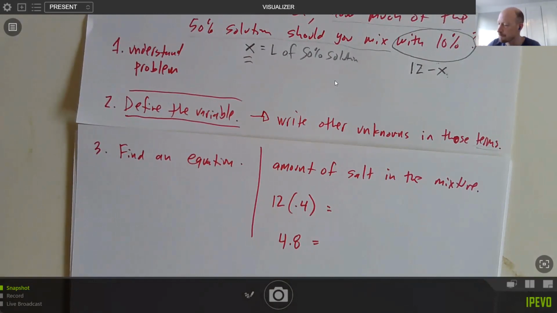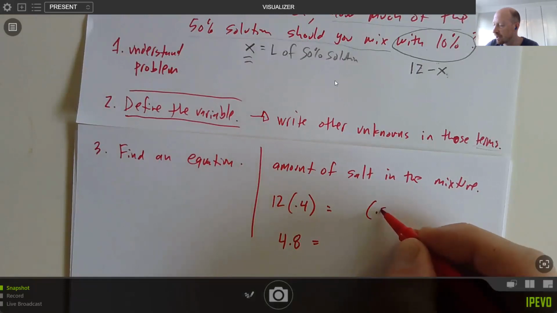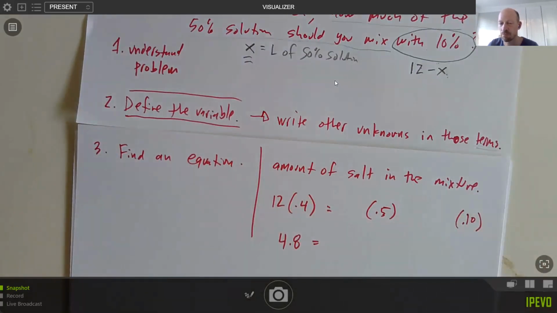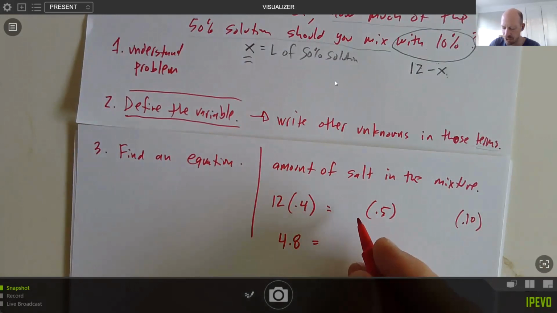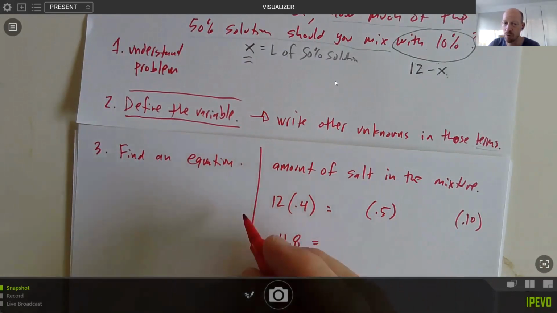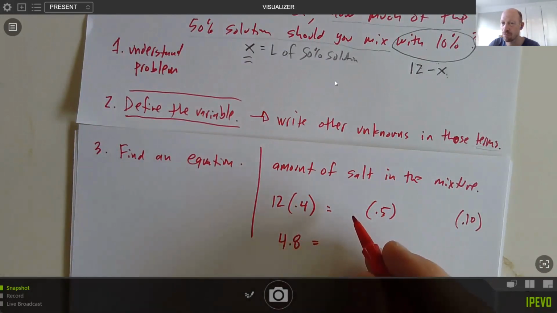Okay. So for each of those, I'm going to take the quantity times the percentage. And I have a 50% mixture and a 10% mixture. How much of the 50% mixture am I putting in? Like here it was 12 liters. How many liters of the 50% solution am I putting in?